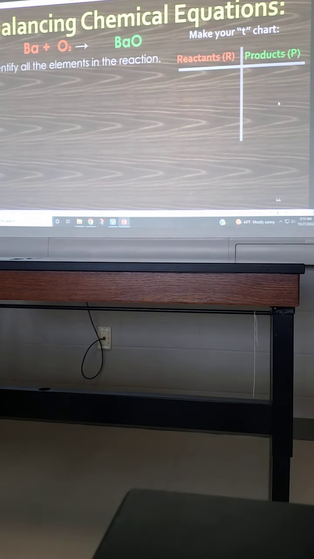Okay, let's take a look at this one. So here's my equation that we're going to be looking at. Barium and oxygen reacting chemically to form barium oxide. And so we are going to identify all the elements. So Echo, give me the two elements that you see in this equation. What are they? Perfect. Ba and O.